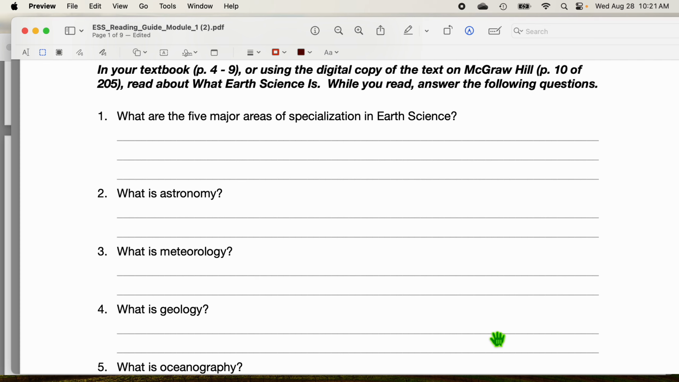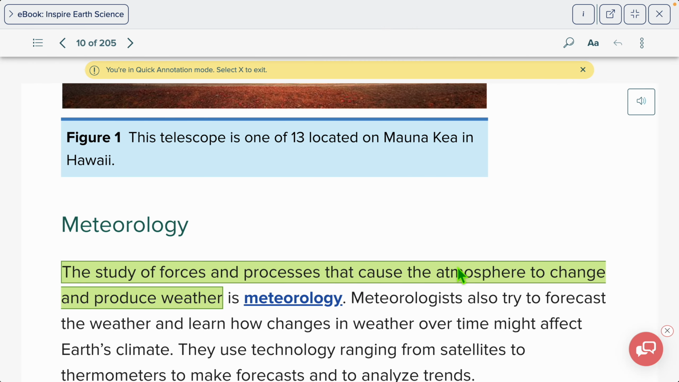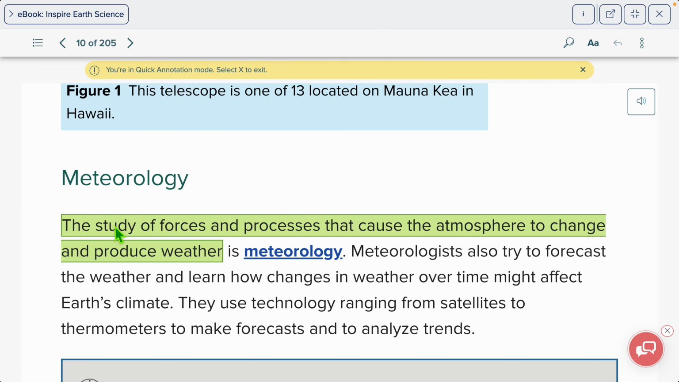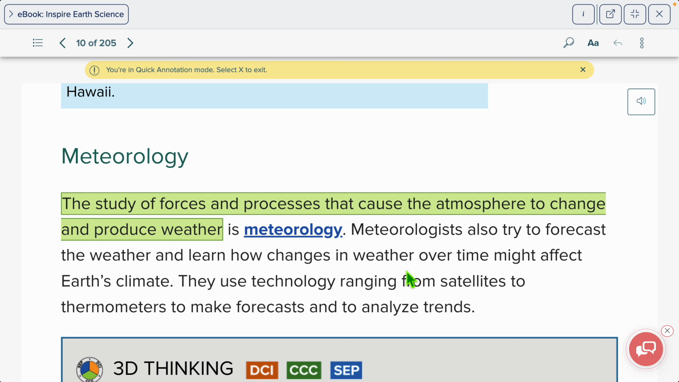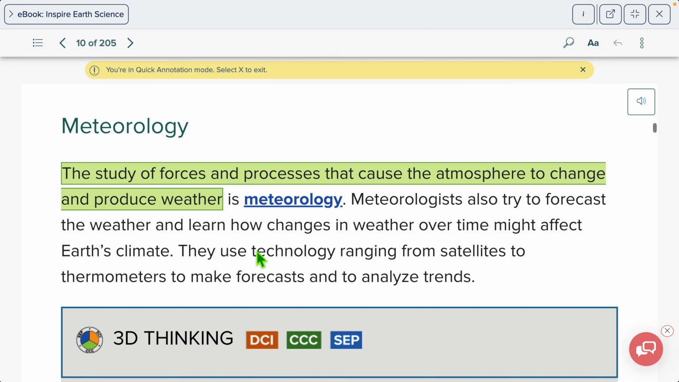All right, next question, number 3. What is meteorology? Meteorology is the study of forces and processes that cause the atmosphere to change and produce weather. Meteorologists also try to forecast the weather and learn how changes in weather over time might affect Earth's climate. They use technology ranging from satellites to thermometers to make forecasts and to analyze trends. So that is our definition of meteorology.